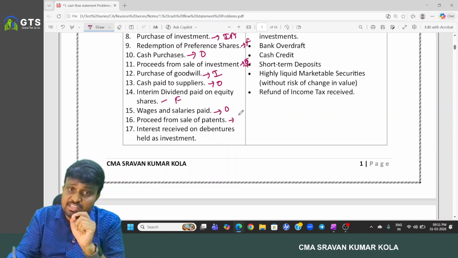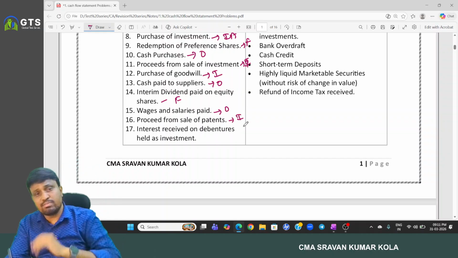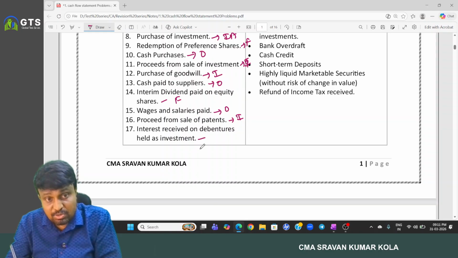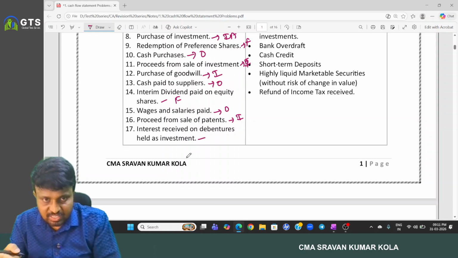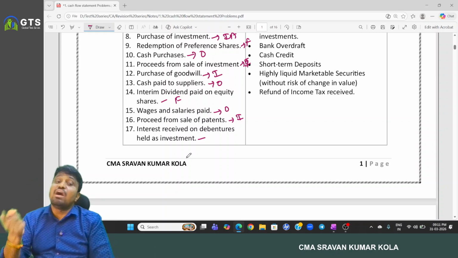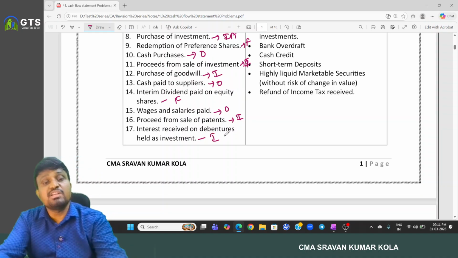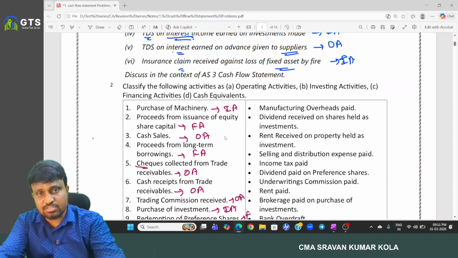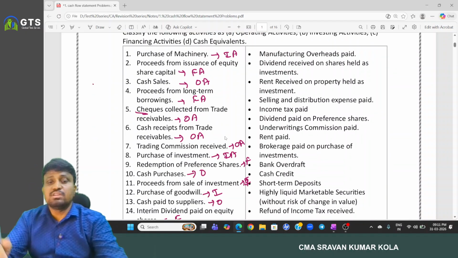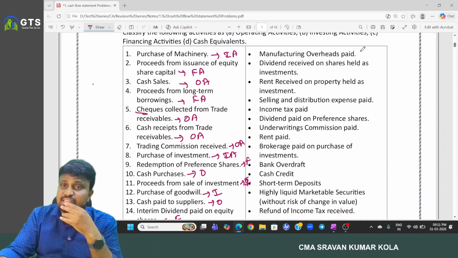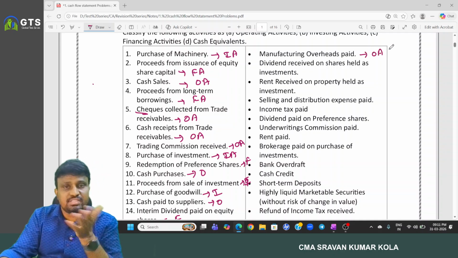Proceeds from sale of patent is an intangible asset, so it is covered under investing. Interest received on debentures held as investment: if the debentures are held as investment, the interest we received is covered under what? Investing activity, nothing but interest received on investment in debentures. And another one, manufacturing overhead is an operating activity.